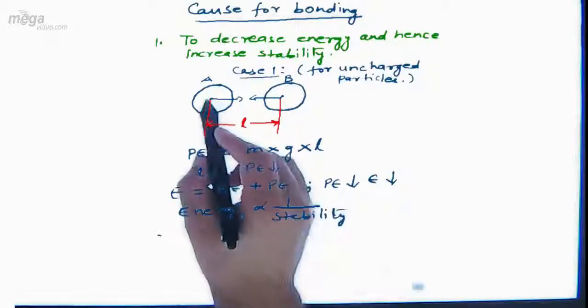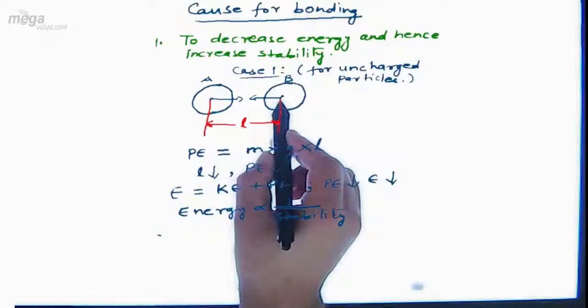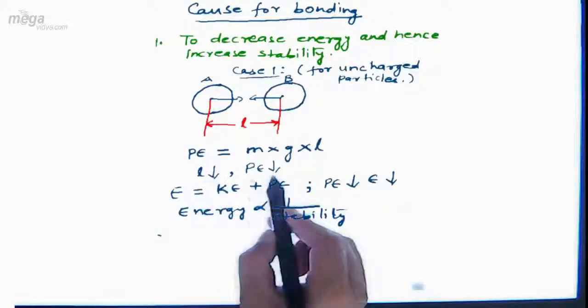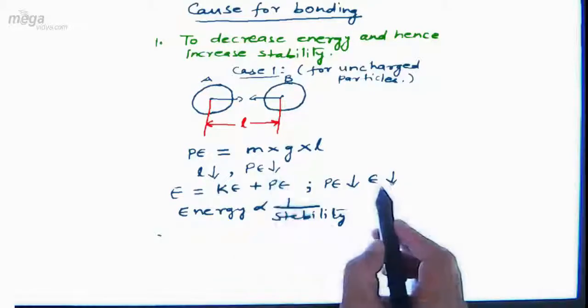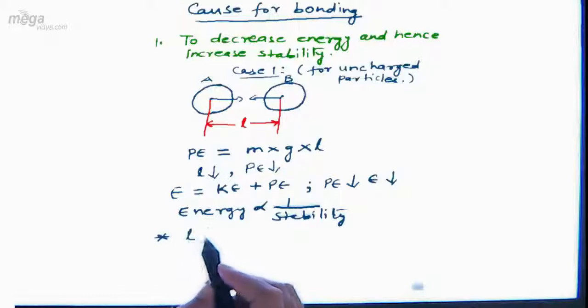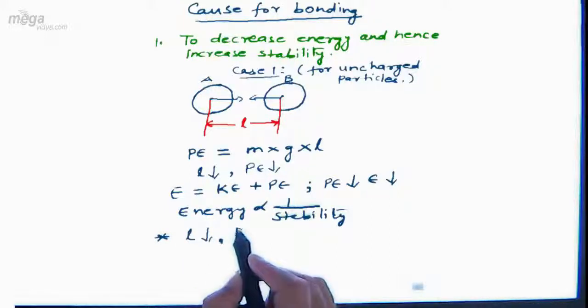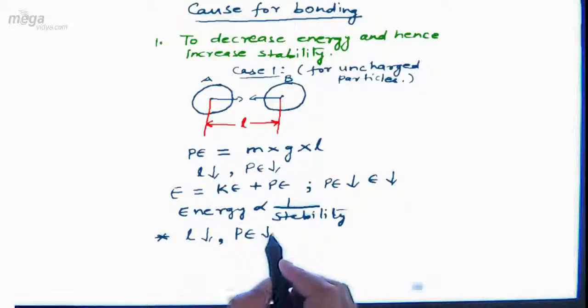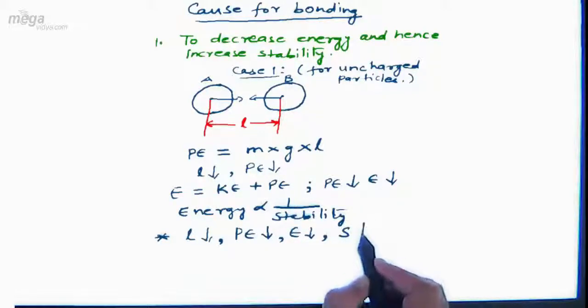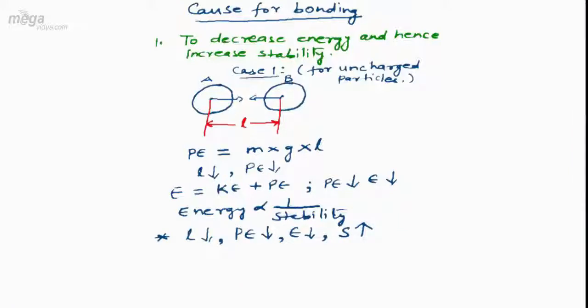So when particle A will approach particle B, there will be a decrease of separation, that is the length between the two, that will decrease the potential energy, which in turn will decrease the energy. So now we can conclude here that during bonding L will decrease, so potential energy will also decrease, that will decrease the total energy, leading to an increase in the stability.